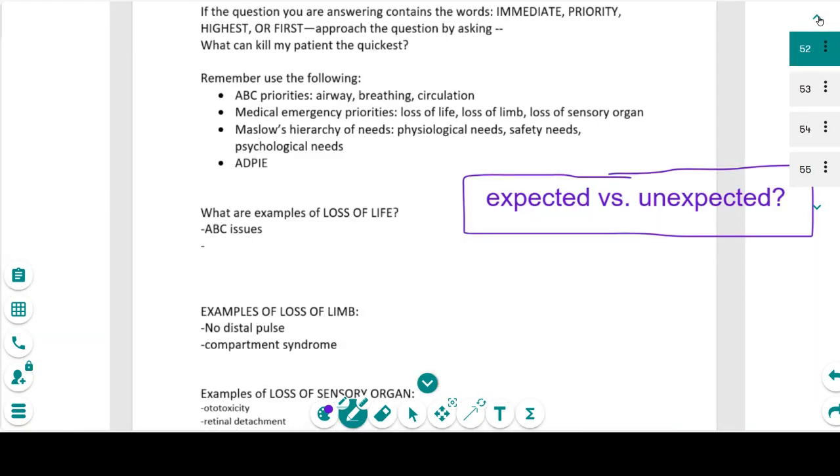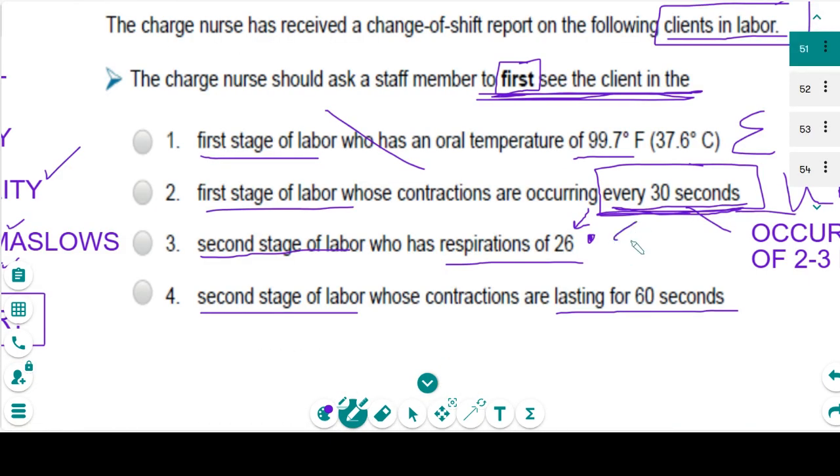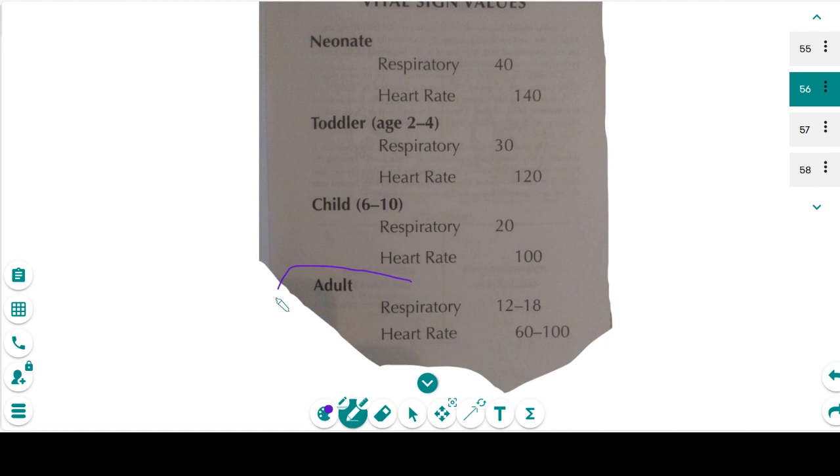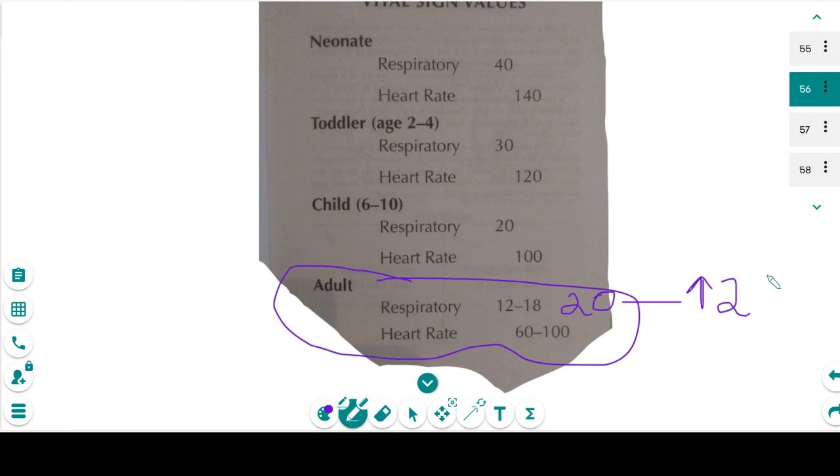I bet that this is going to be expected. Even though it looks like it's abnormal, remember, they're having a baby. So adult respirations, 12 to 18. Yeah, 20 is not too terrible. She's up to 26, but she's in pain and she's birthing a baby, and she's in the second stage.